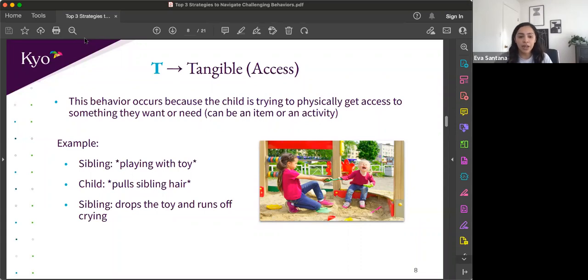One common example that I see often is maybe around electronics. Maybe it's time to go to bed and turn off electronics and no more screen time. Maybe your child starts to scream, cry, and then you just give them the iPad and that kind of stops the crying. So now the child has learned that I can engage in this screaming behavior in order to get access to that tablet or that preferred item.